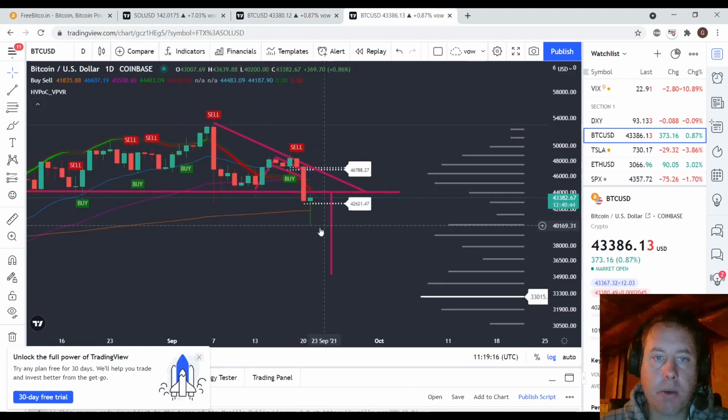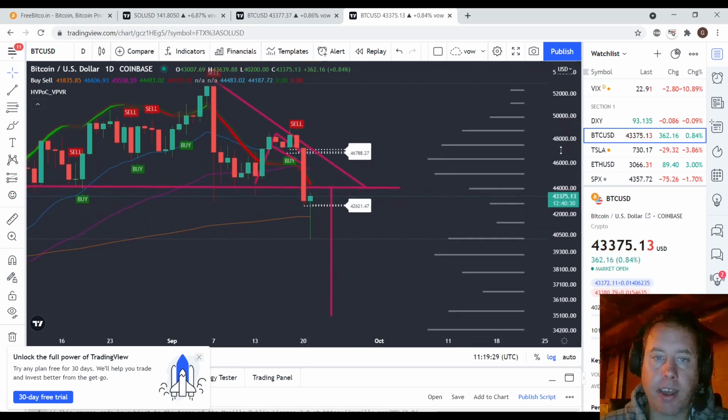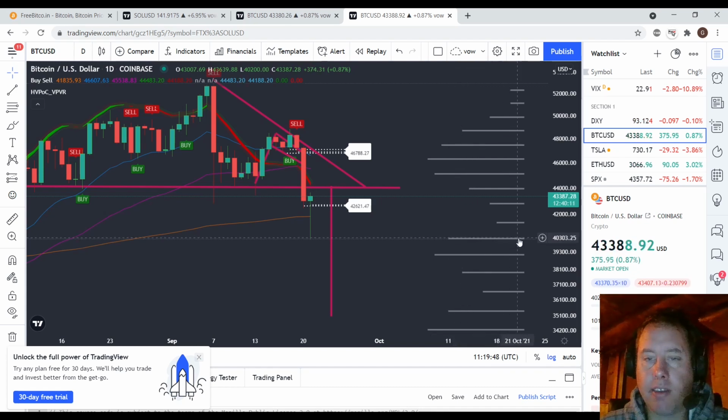Now let's take a quick look at the daily. We are currently breaking down from this triangle here. If we don't manage to come up inside the triangle again, expect a little bit more downside for Bitcoin. As you can see, we already rallied a little bit today from the lows. We hit the VPVR support here. As you can see, this tells you how much people bought Bitcoin at this price. So here's quite strong support.